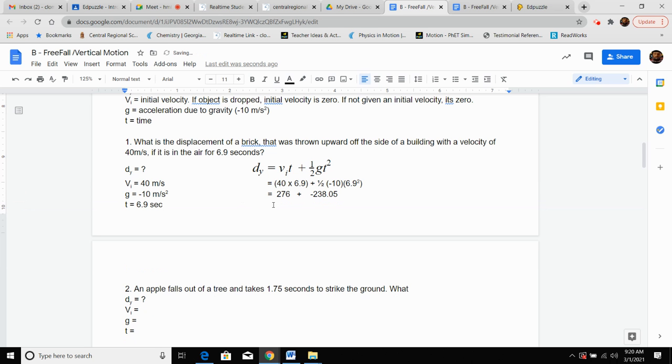So then the last little piece is just adding them together. So d sub y is going to be equal to, add the two values together, and you get 37.95 meters. Now it's positive, so that means it's still above where it was launched. If you have a dy that comes out negative, that's okay. That just means it's below where it started. So you're going to see that like in number 2, when we do number 2.